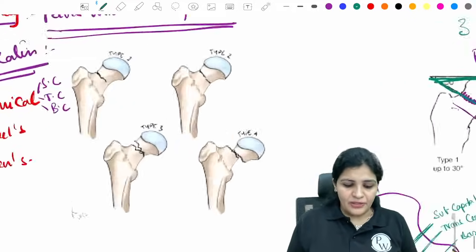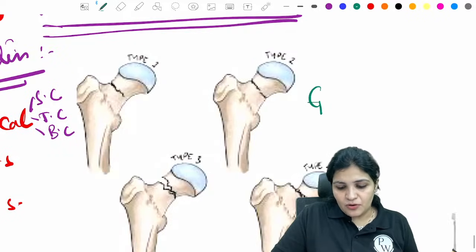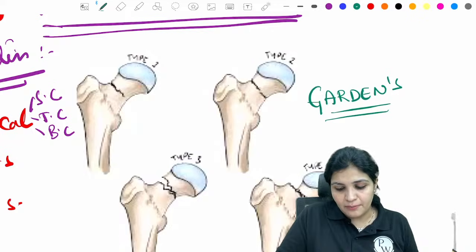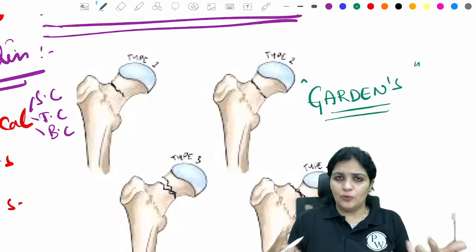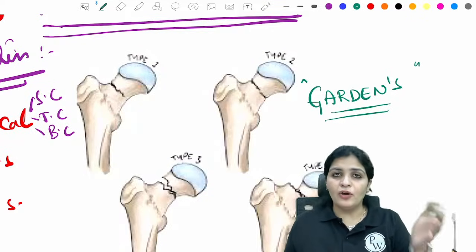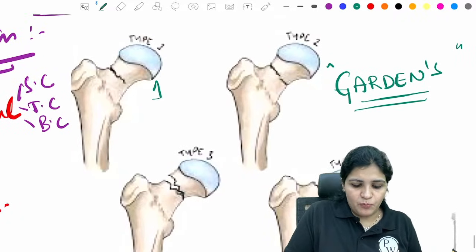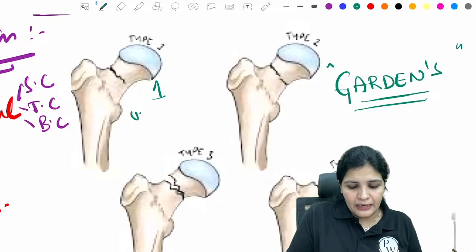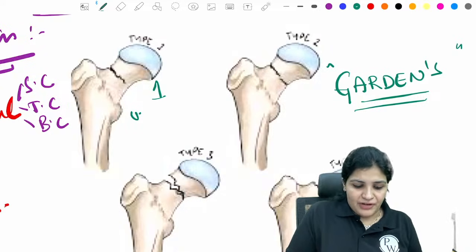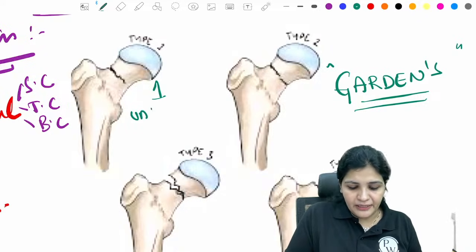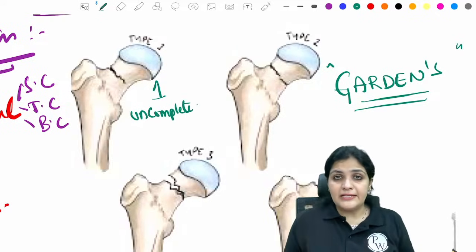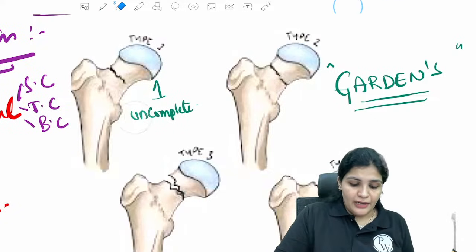And now coming to the Gardner's classification. This is your Gardner's classification, which is important. Why is Gardner's classification important? Because this can be used for your treatment. There are 4 types in Gardner's classification. This is type 1, which is not a complete fracture. It is an incomplete fracture.